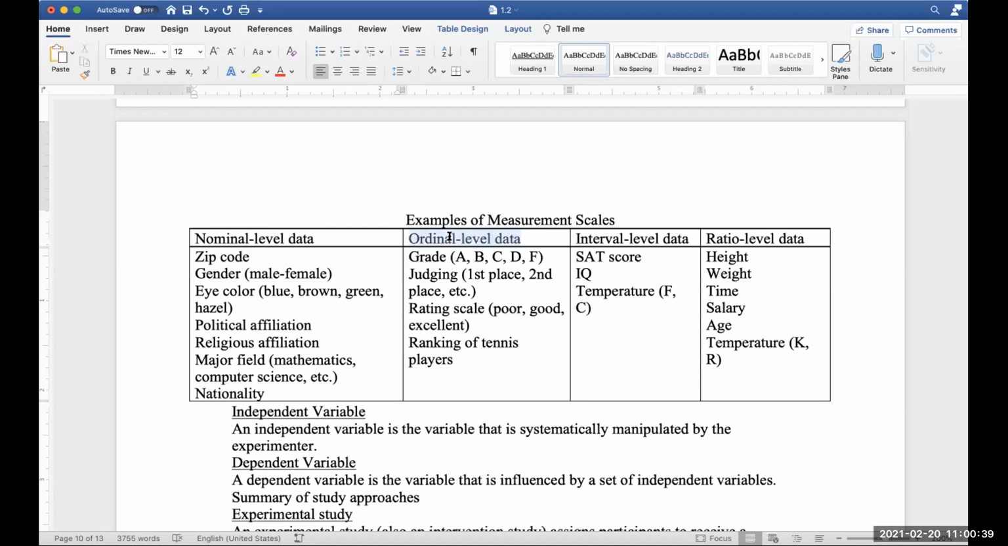Ordinal level of data. So grade, A, B, C, D, F. Well, it has an order, but you can't take the difference.